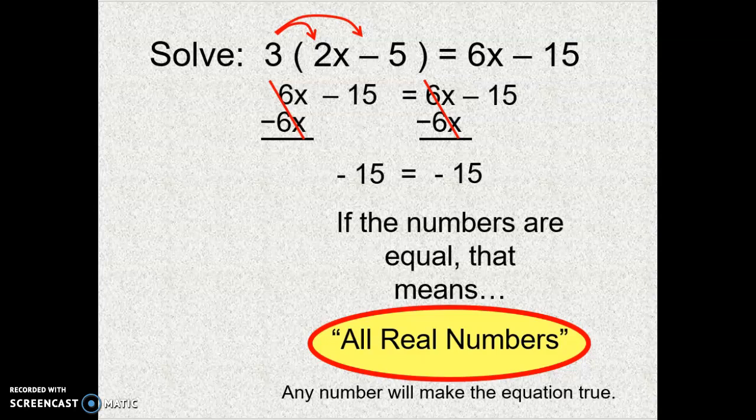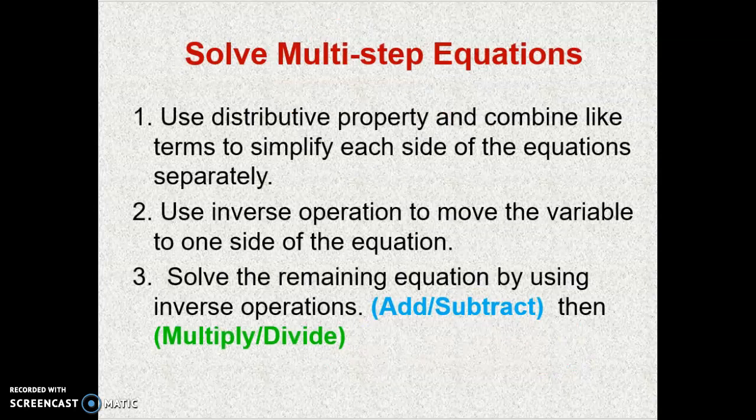So what that means for us then is that when the variable disappears and you get a mathematical true statement, negative 15 does equal negative 15, then your answer is all real numbers. What that means is that you can plug in any number for x and it will make this a true mathematical equation. Now to summarize, let's take a look at what we do when we solve multi-step equations.